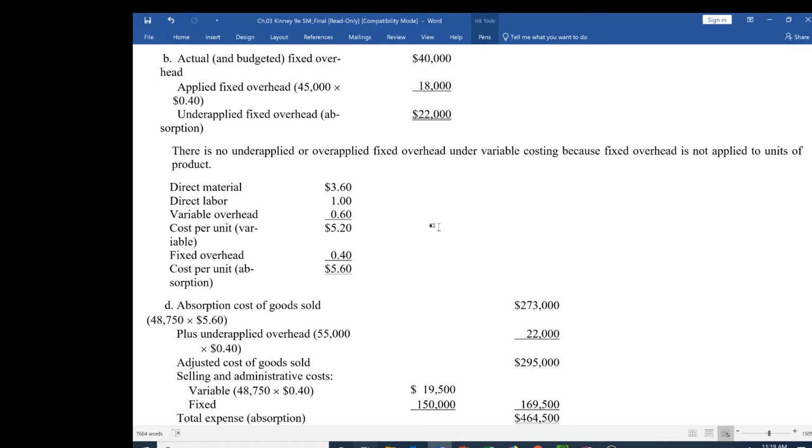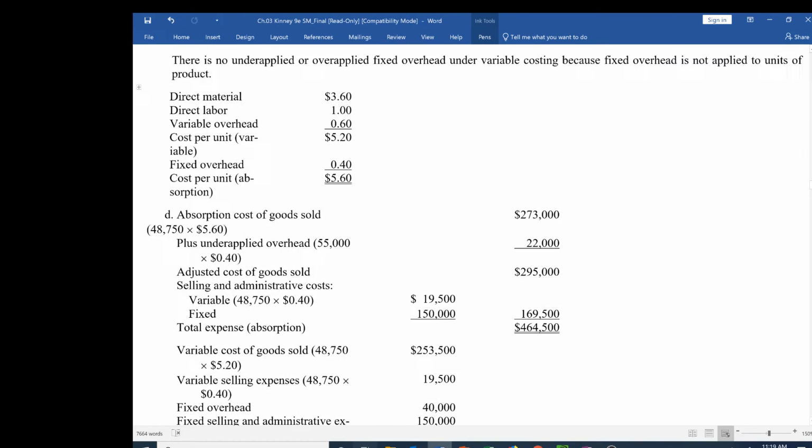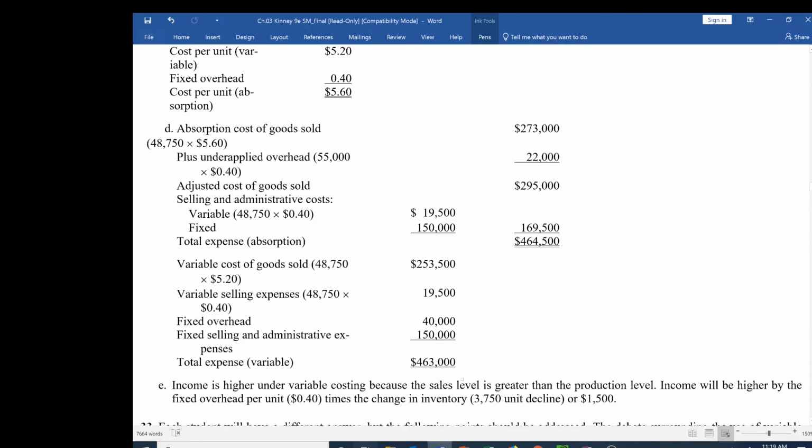All right, absorption cost of goods sold is 273. Your over or under applied is 22. You'd have to add that back, which makes 295 adjusted cost of goods sold. Selling and administrative, variable and fixed, and total absorption expenses, 464.5. Your variable cost of goods sold being 253, and your variable selling and administrative, so your total variable would be 463.